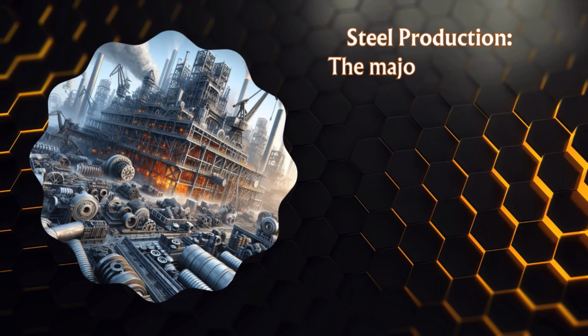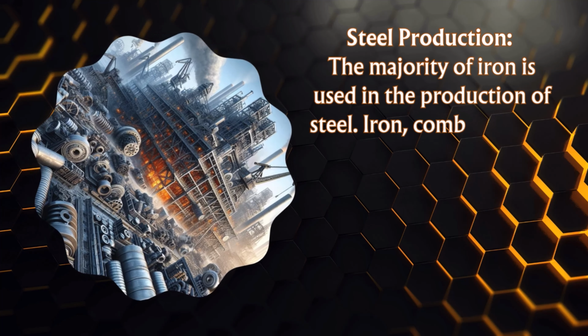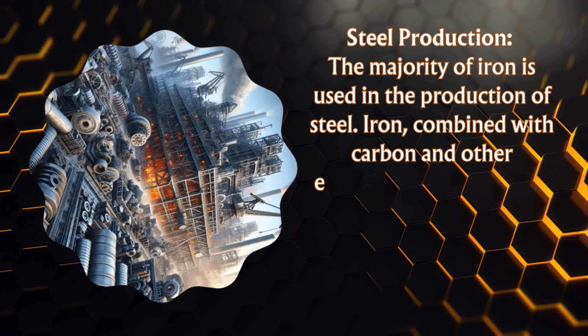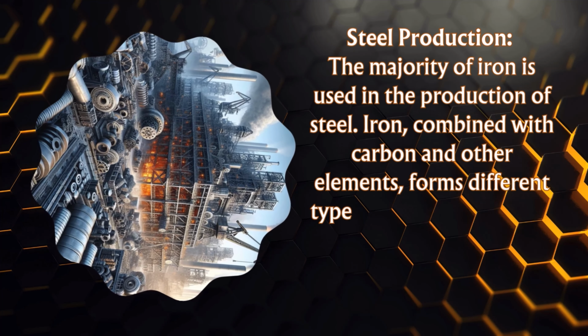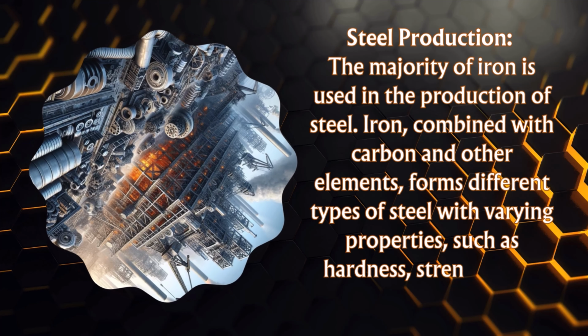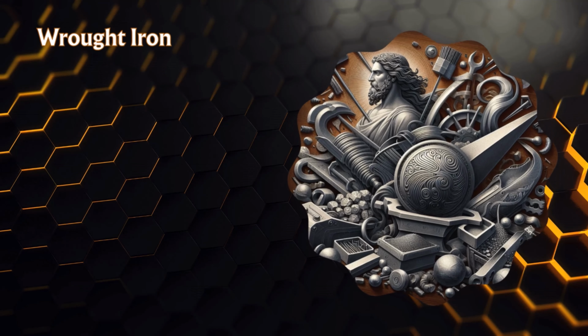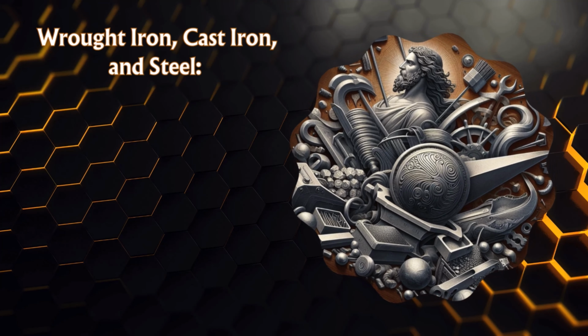Steel production. The majority of iron is used in the production of steel. Iron, combined with carbon and other elements, forms different types of steel with varying properties, such as hardness, strength, and corrosion resistance.